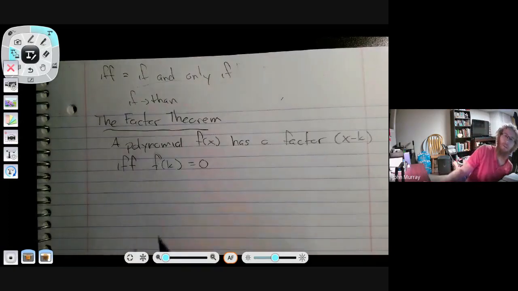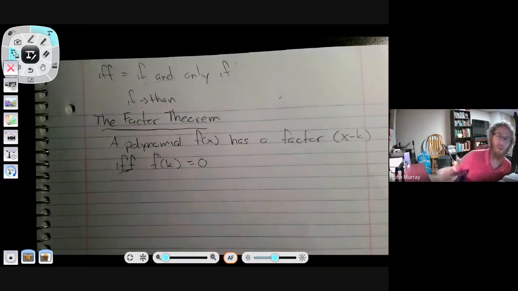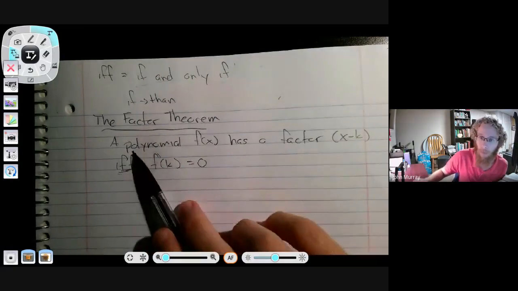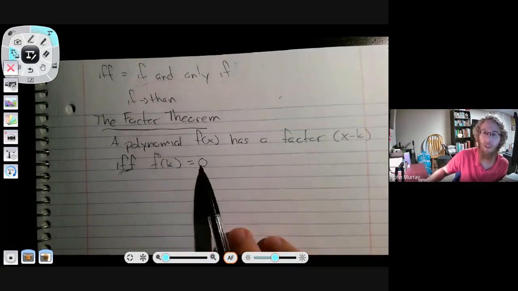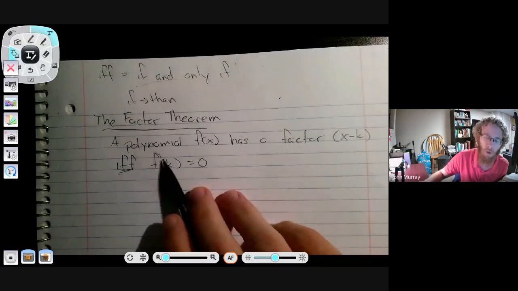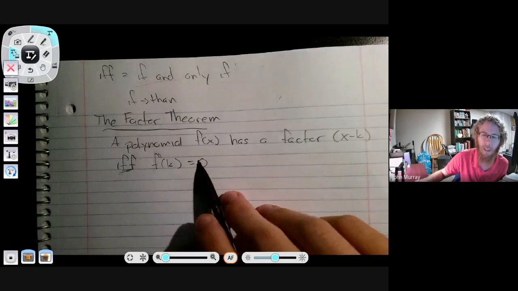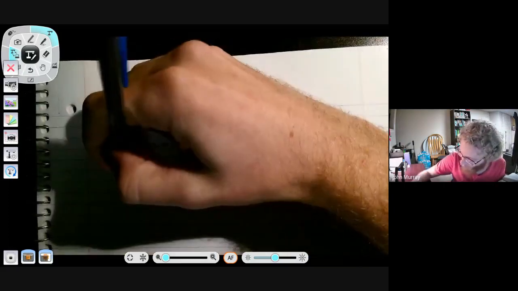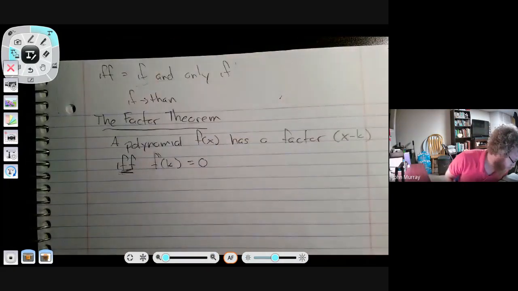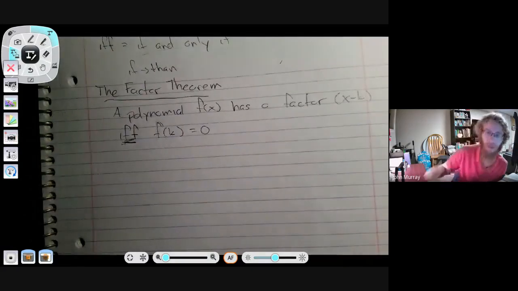So, okay, this means both things must happen. So a polynomial f of x has a factor if you plug it in and it's 0, and the backwards is also true. If you plug it in and you get 0, then it is a factor. Okay. All right, so let's see an example.